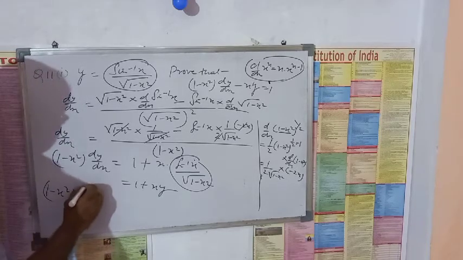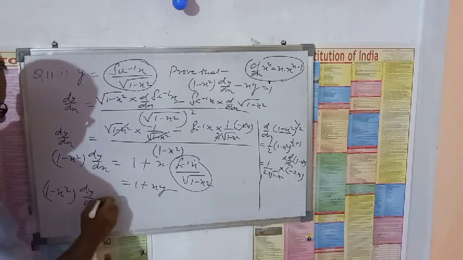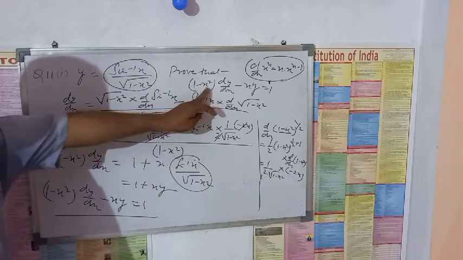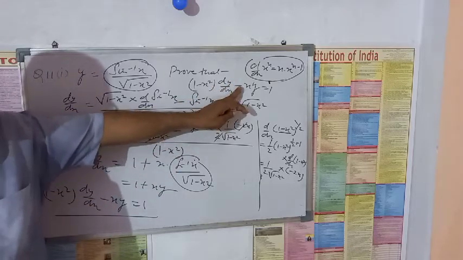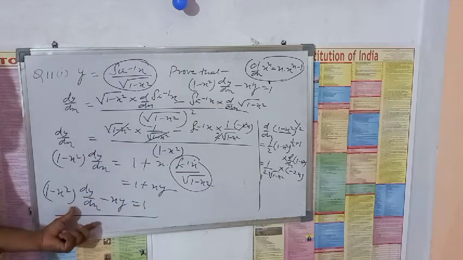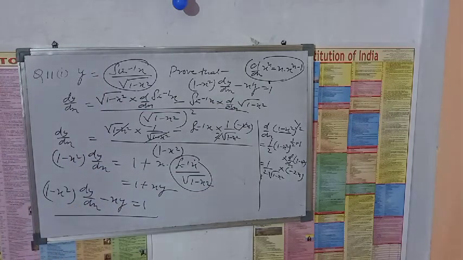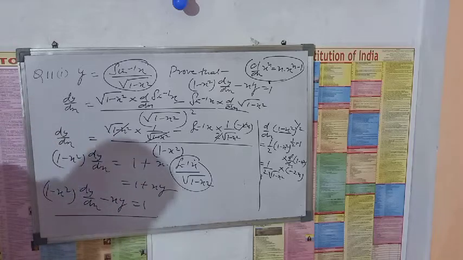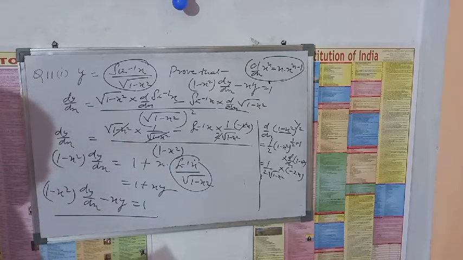1 minus x square dy by dx minus xy is equal to 1. See here, this one we had to prove. 1 minus x square into dy by dx minus xy is equal to 1. So in this way we can prove it. I hope that it is clear to you. Question number 11, first part. Let us see one question from question number 12.